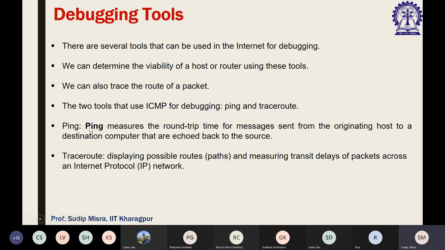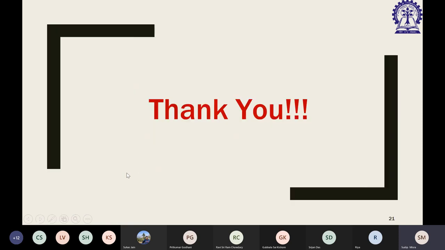Okay. So ping, basically what it does is it measures the round trip time for messages sent from the originating host to a destination computer that are echoed back to the source. I will show you shortly, in case you do not know ping. Traceroute is another tool which uses ICMP for displaying the possible routes or paths and measuring the transit delays of packets across an IP network. So these two are very important tools.